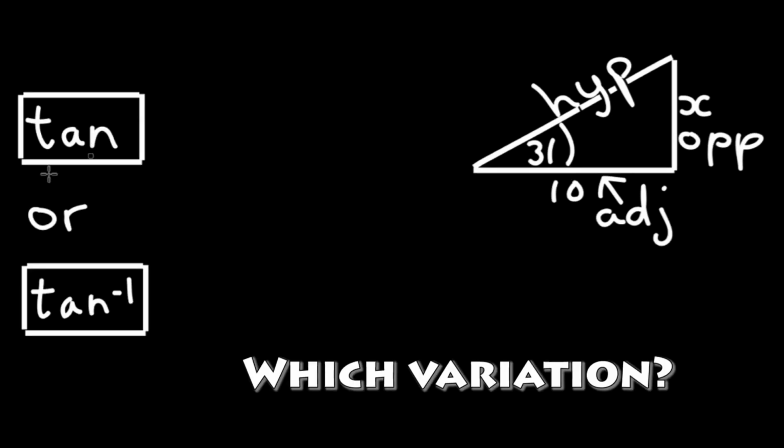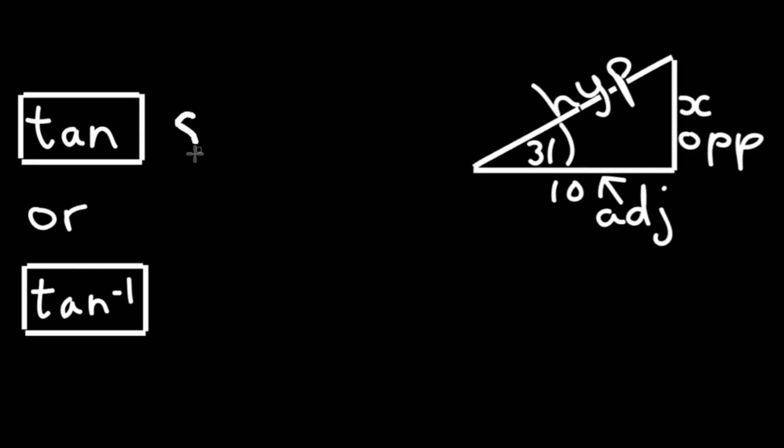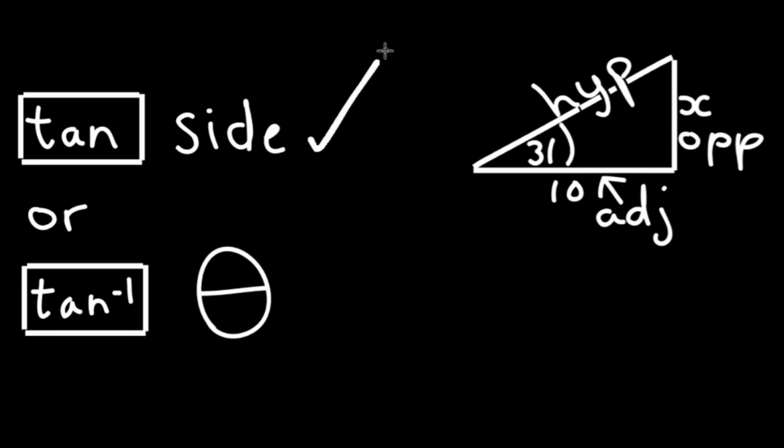Now that we know we're working with the tan tool, we need to decide which variation to use, tan or arctan. Well, we'd use tan if we were trying to find a side length, and arctan if we are trying to find the angle, theta. As we're trying to find the height of the tree, which is the opposite side length, we're going to use the tan function, and not the arctan function.